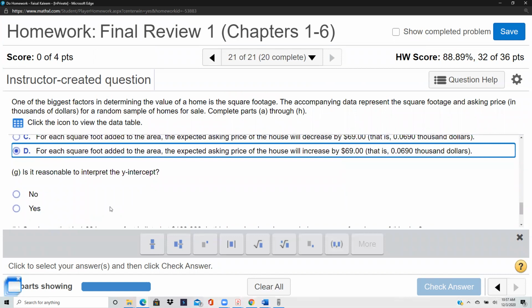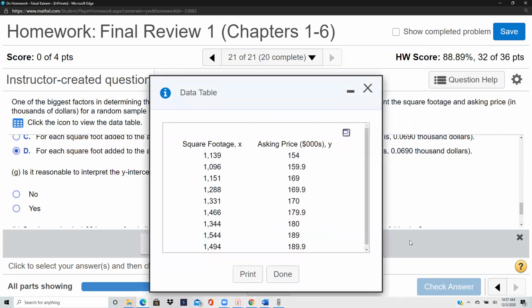Okay, is the y-intercept reasonable? So what did we say about the y-intercept? What did I write down? Y value when x is 0. Okay, so how will it translate here? The y value here is the price, right? So it's the price when square footage is 0. Does that make sense? Yes. You believe in a house of 0 square footage? I was just about to say, but a house can't have 0 square feet.